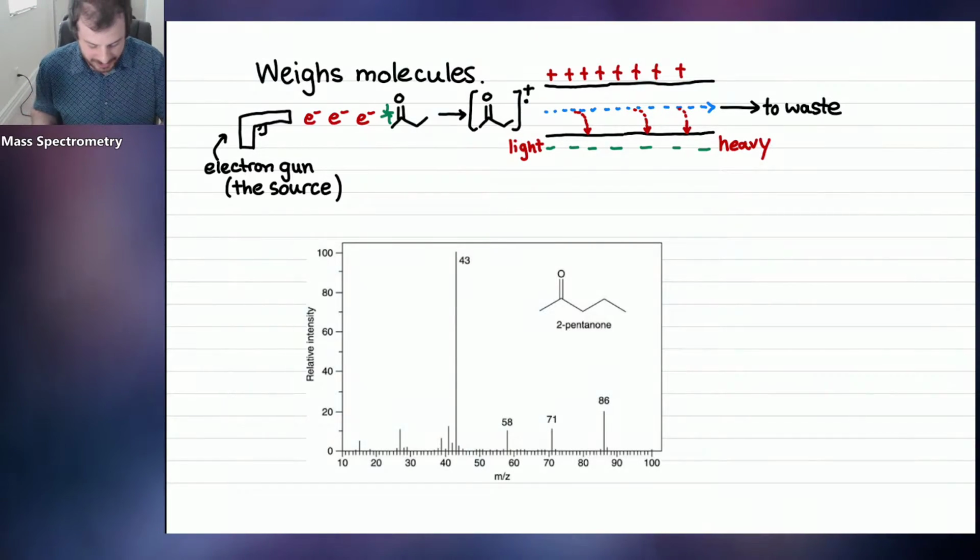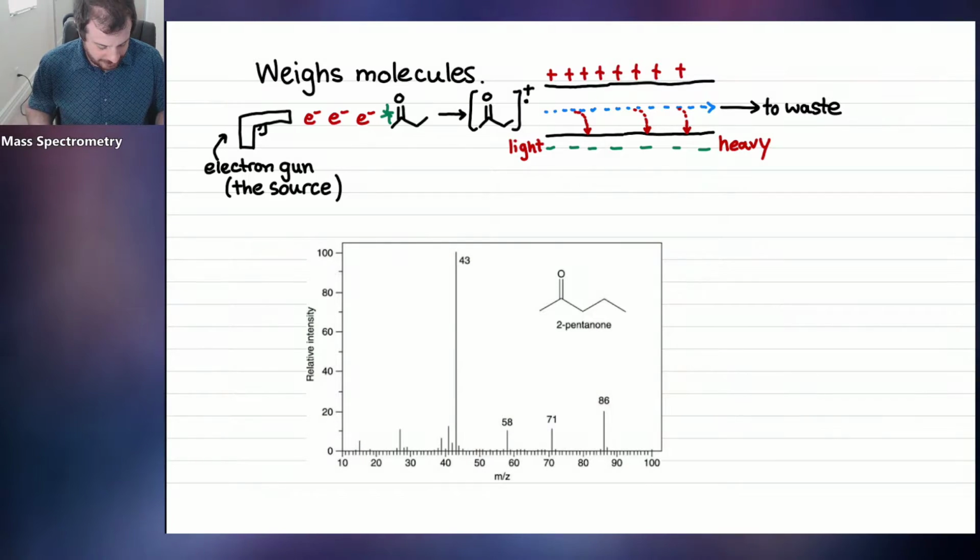Now, the reality is most of the stuff goes straight through to the waste because this electron collision only happens a very rare percentage of the time. So that's actually a good thing, because you wouldn't want these plates to get filled up with tons of crud. Another nice thing is this method works with very, very, very small amounts of material.